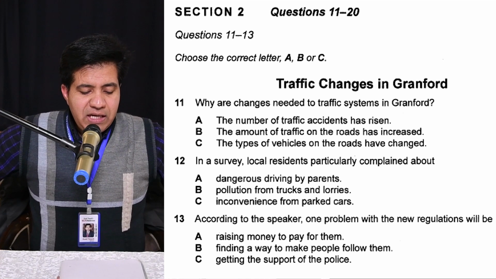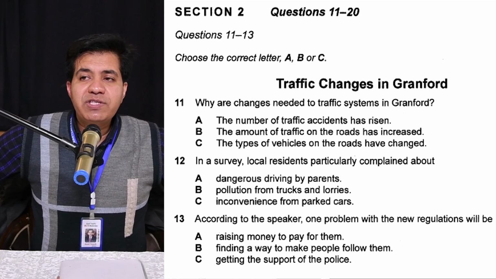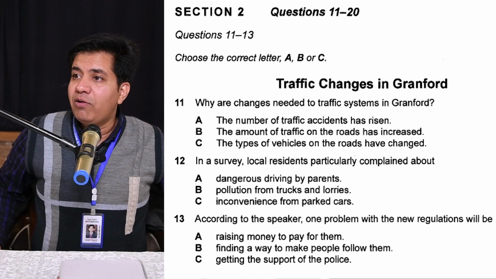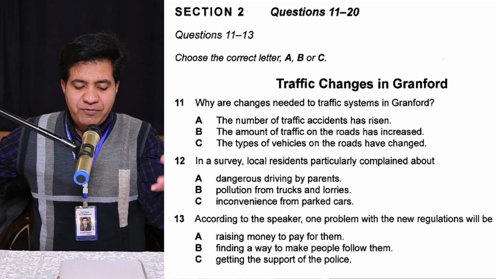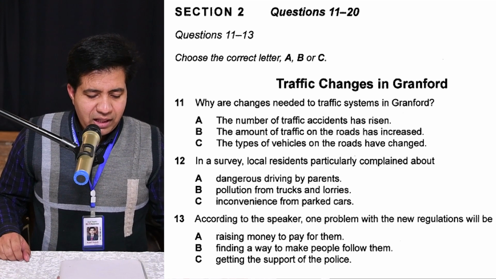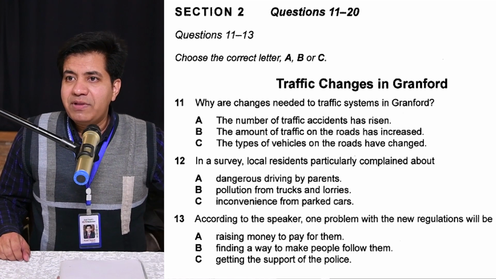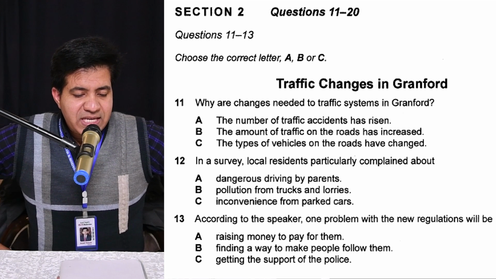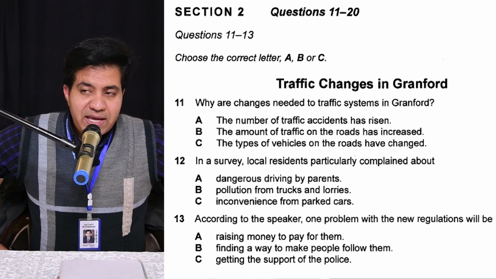Question number 13. According to the speaker, one problem. So what's the answer? B. Well done. Finding a way to make people follow them. And for that he said we are taking police into our this thing and all that. And for money they said we already have the money for that. So 11B, 12C and 13 is again B.